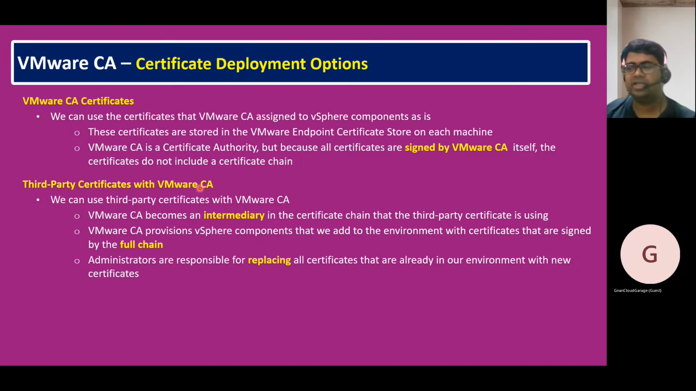And third-party certificates with VMware CA. We can use third-party certificates with VMware CA. VMware CA becomes an intermediary in the certificate chain that the third-party certificate is using. Okay, and VMware CA provisions vSphere components that we add to the environment, and certificates that are signed by the full chain. When you are using a third party, it will be like a full chain, but the default one doesn't include a certificate chain.